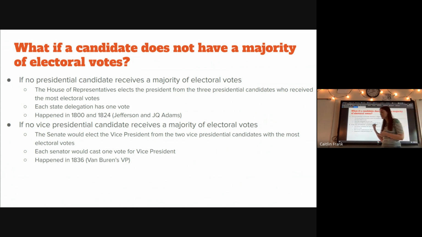In terms of vice presidential candidates, if they don't have a majority of electoral votes, that goes to the Senate. So president goes to the House, vice president goes to the Senate. That one doesn't really happen or get noticed because usually on the ticket they run together, so they usually get the same number of electoral votes, but it did happen once under Van Buren's vice president.